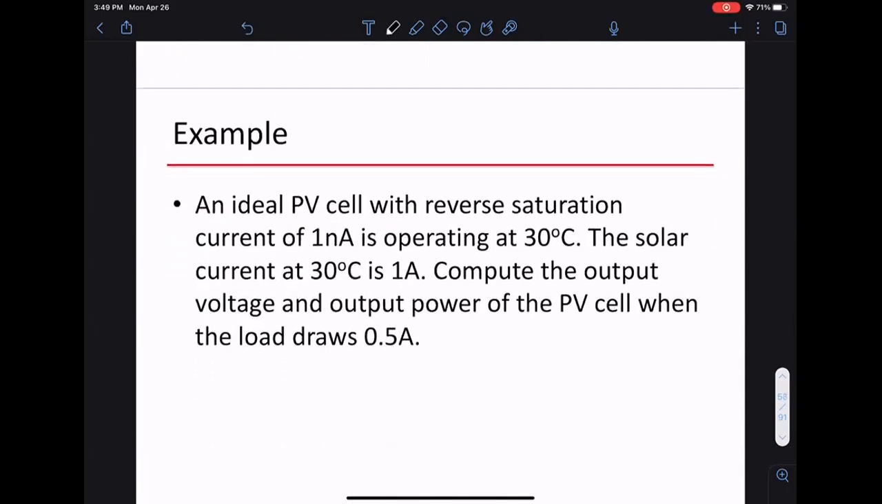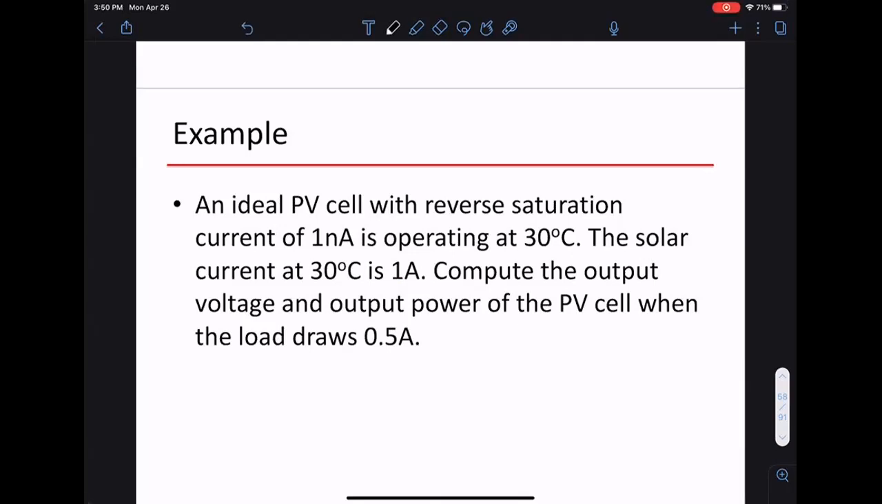Right. So let's do one example that's pretty typical of the solar cell. Here we say we have an ideal solar cell, meaning there's no loss in the diode, no loss in the circuits. It has a reverse saturation current of 1 nanoamp, and it's operating at 30 degrees Celsius. We know the solar current is 1 amp. Compute the output voltage and output power of the PV cell when the load draws 0.5 amps. So we're given some information. We want to compute the output voltage and output power.